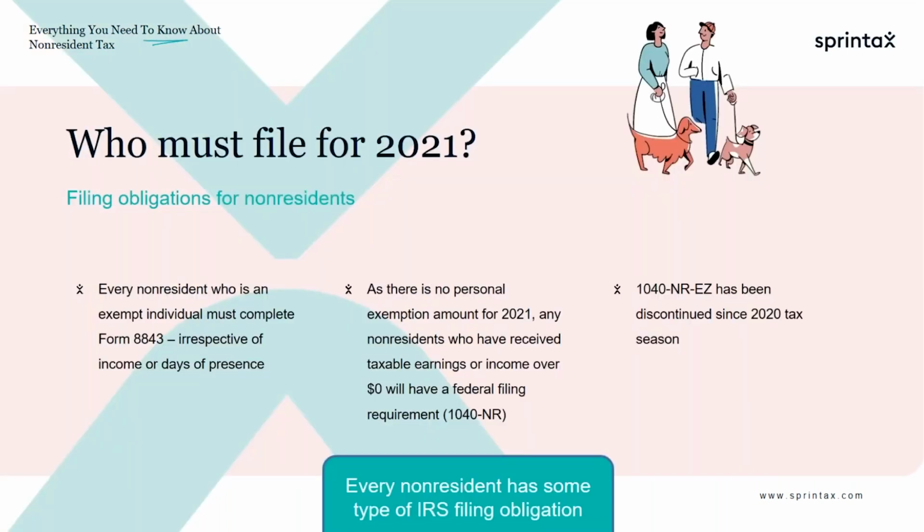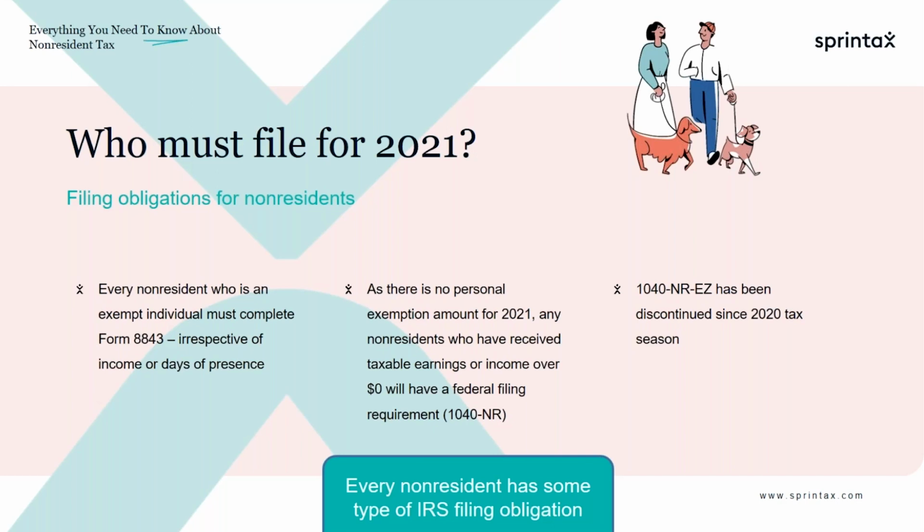A big question is around who actually needs to file for the 2021 tax filing season. Importantly, every non-resident needs to do something and every non-resident has some type of IRS filing obligation. The minimum filing requirement for non-residents is typically Form 8843, and this needs to be prepared and filed by each non-resident who is an exempt individual who is present on US soil during the tax year as a non-resident. Importantly, it also needs to be filed even if you didn't earn any income during the tax year. Essentially, it's a declaration or confirmation of your non-resident status.